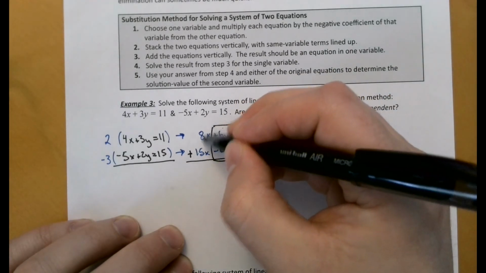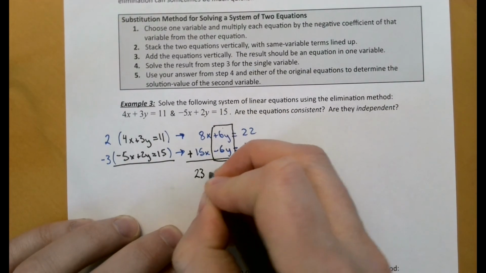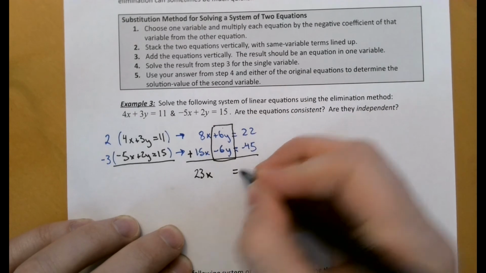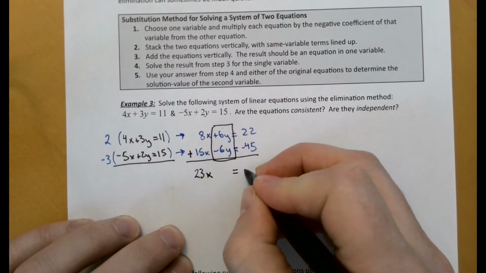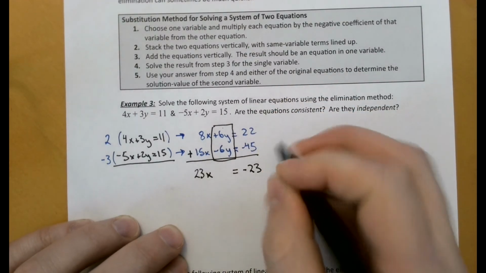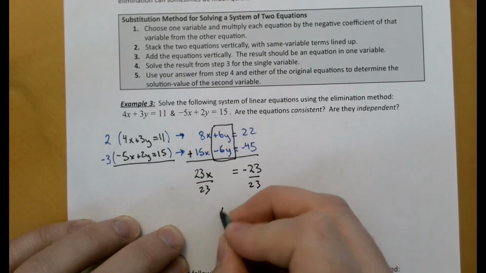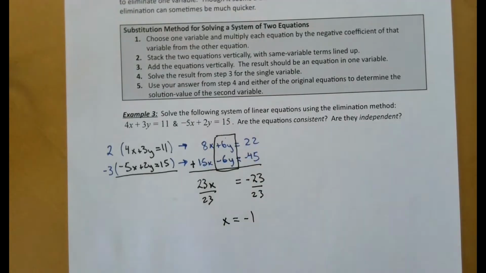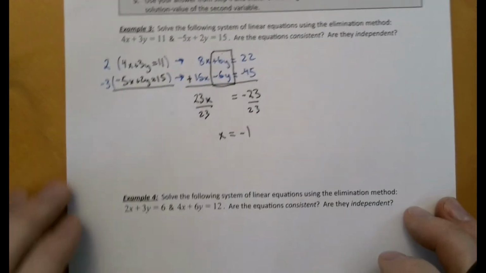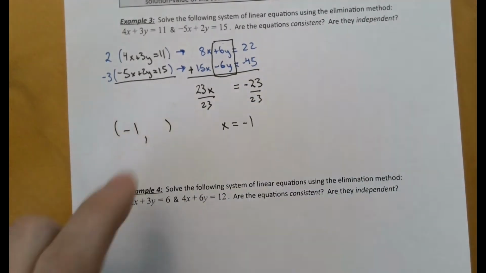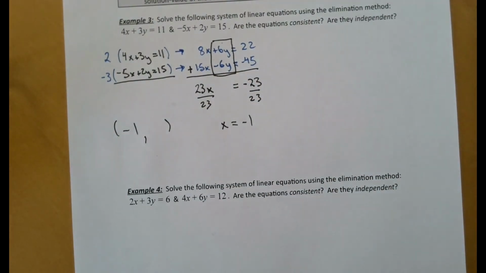So here I get 8 plus 15, feels like a solid 23x. And here I get 22 minus 45, feels like a solid -23. What? Who did this to us? This is an engineered problem. We get x equals -1. That's a nice, beautiful, clean solution. What? No, it's not a solution. That's half of it. We need the y value.